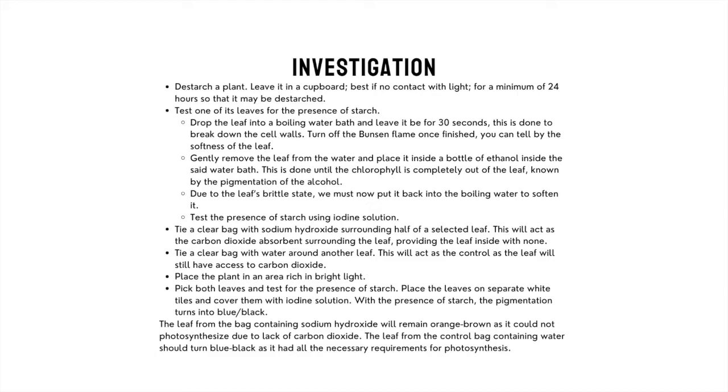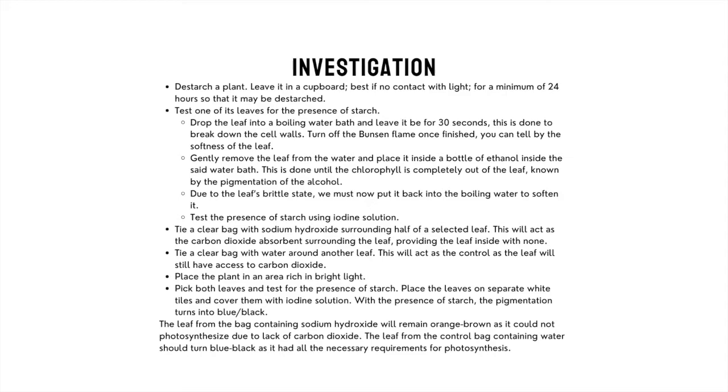Gently remove the leaf from the water and place it into a bottle of ethanol inside the said water bath. This is done until the chlorophyll is completely out of the leaf, known by the pigmentation of the alcohol. Due to the leaf's brittle state, we must now put it back into the boiling water to soften it. Test the presence of the starch using iodine solution.